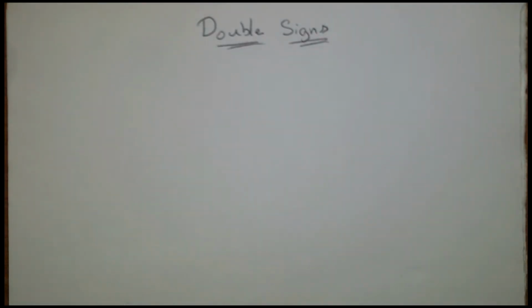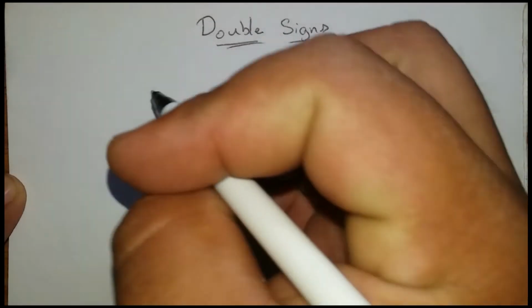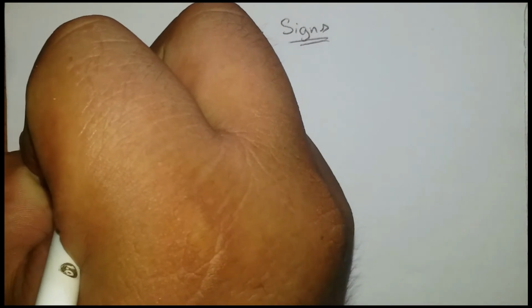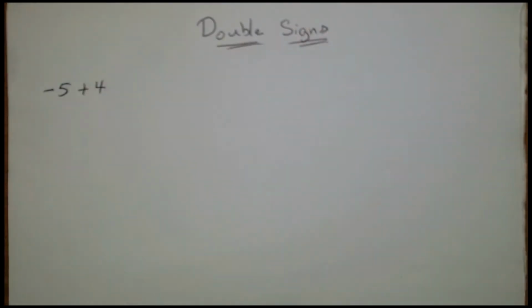Or before we enter double signs, I just want to do a quick review in terms of addition and subtraction of integers. All right, I know you guys learned this different ways. With integers, an example that we have is negative 5 plus 4. All right, so that's an example, negative 5 plus 4.